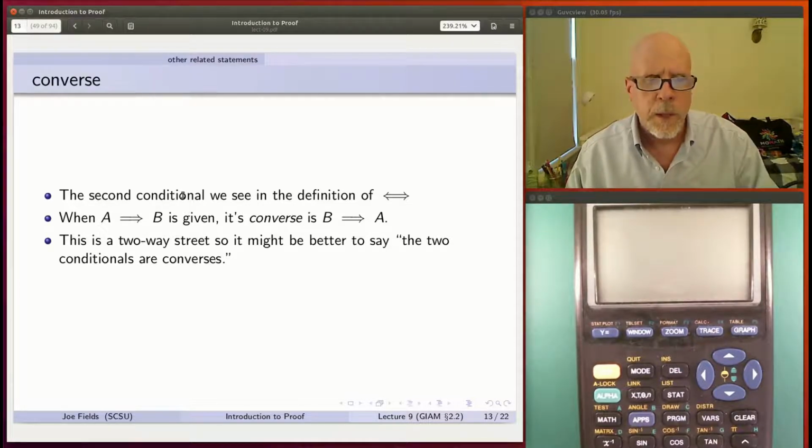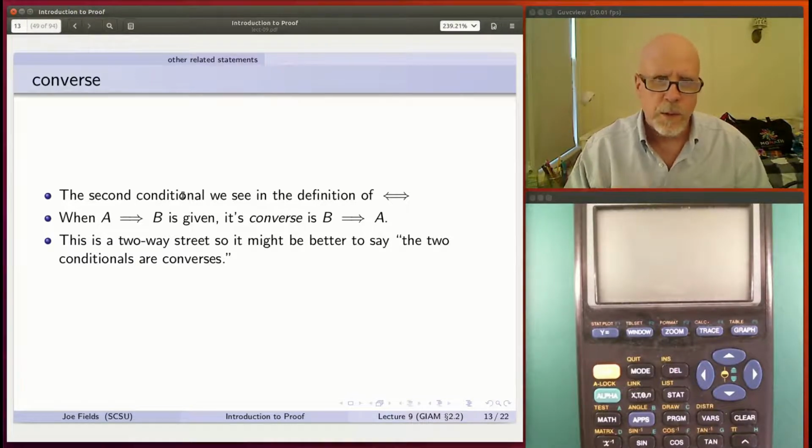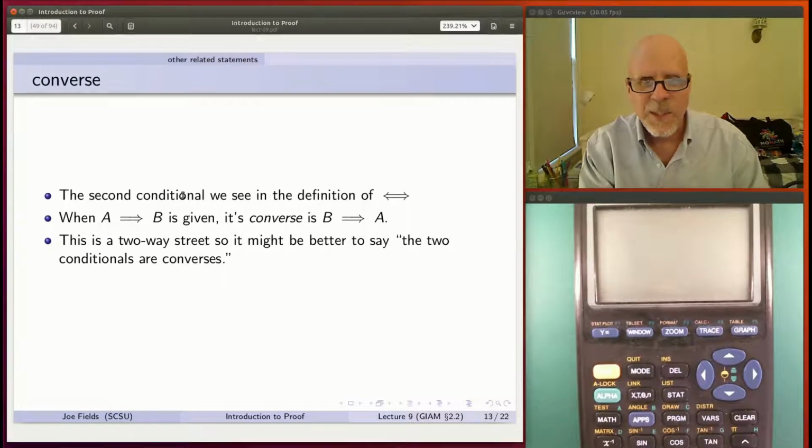I think I put the emphasis wrong there. The two conditionals are converses. Accent on the first syllable. Darn, the joke is to say syllable right at that point. Okay.